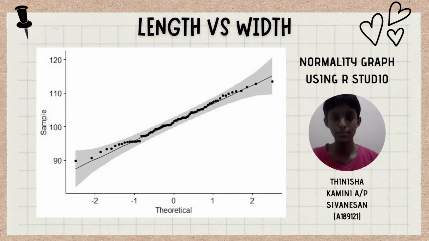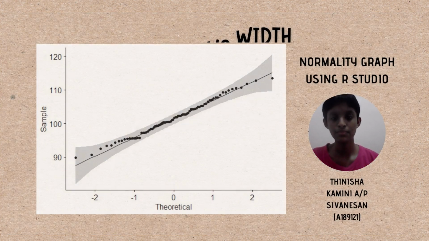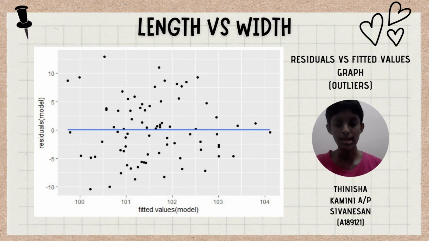We then proceeded to plot the normality graph for length versus width of the dataset, which are the sample values versus theoretical values. This is the plot we obtained from RStudio. For the last graph using the parameters length versus width, we plotted the residuals versus fitted values graph using RStudio. This graph shows the outliers of the parameters length versus width.